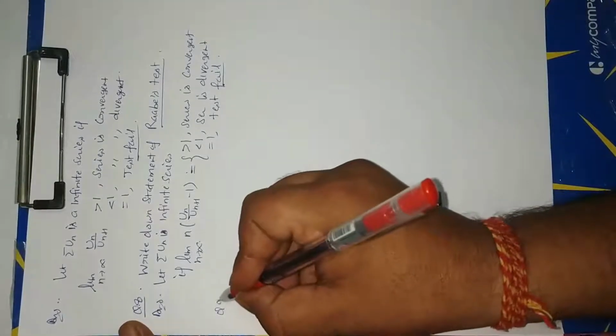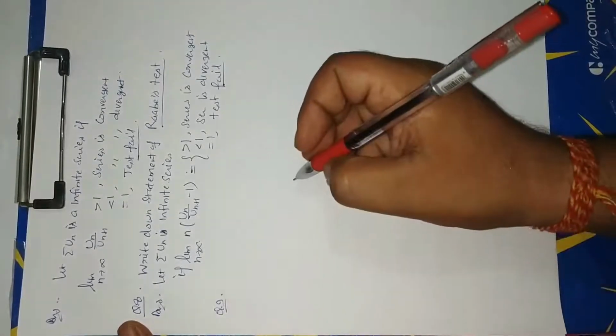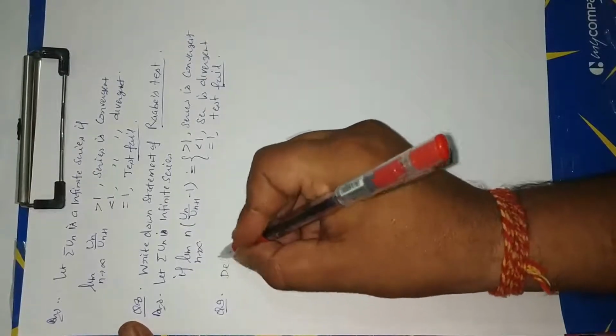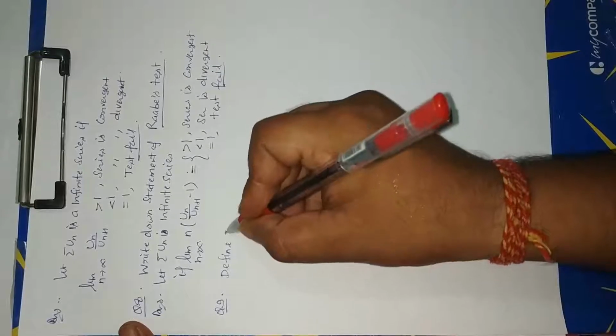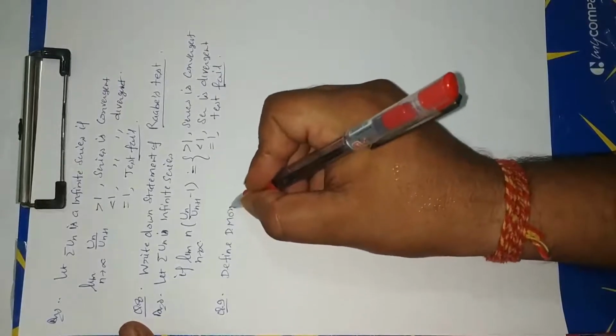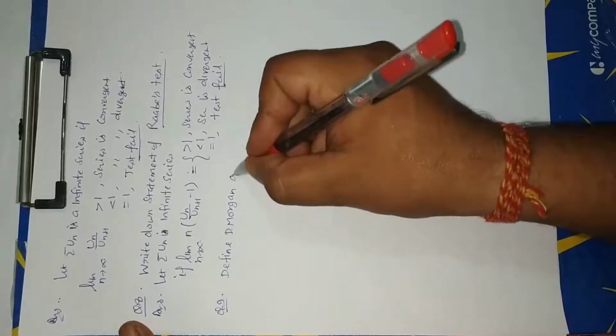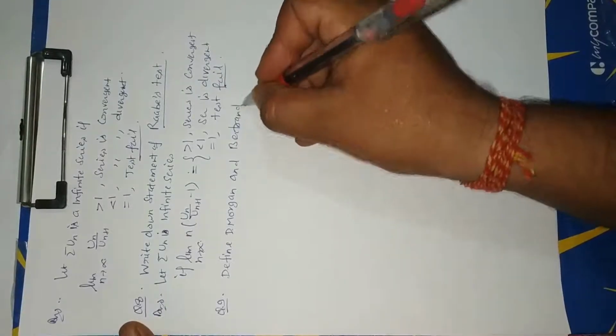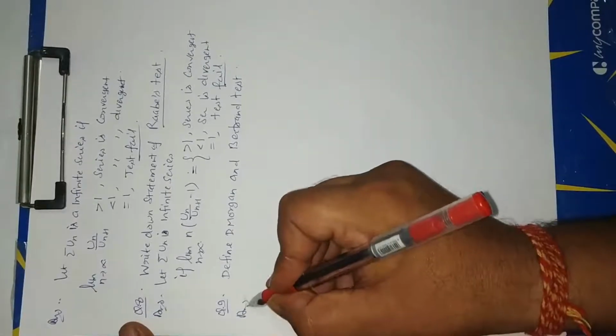Now next question number 9. Define De Morgan and Bertrand test. Answer.